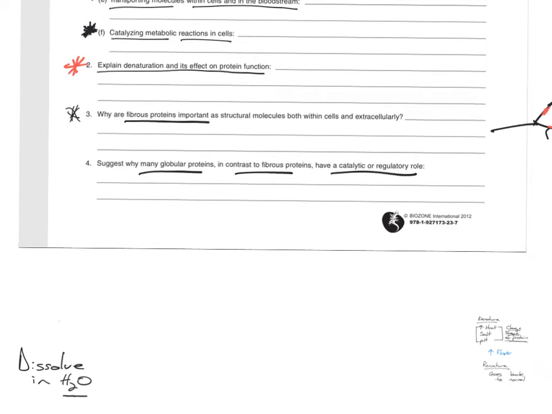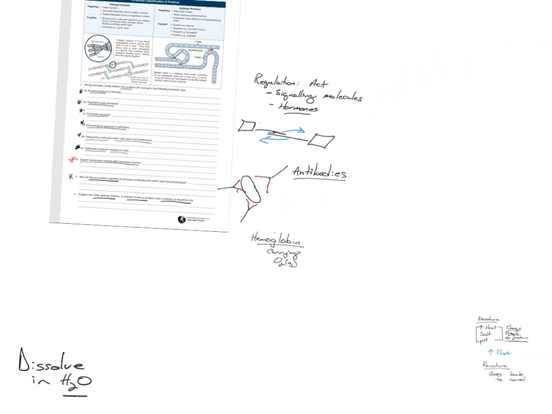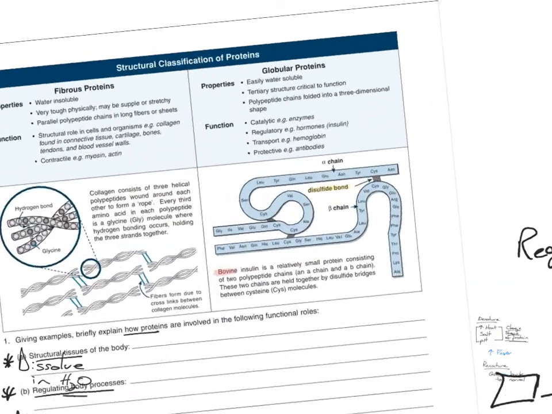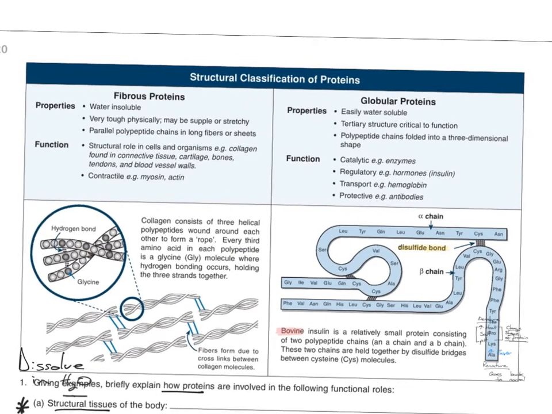And it suggests why globular proteins, in contrast to fibrous proteins, have a catalytic or regulatory role. Because they dissolve in water. If they dissolve in water, notice what they can do. These globular proteins can dissolve in water. If they're going to work in your blood or work in a cell, they have to be able to work in water. Fibrous proteins are what?